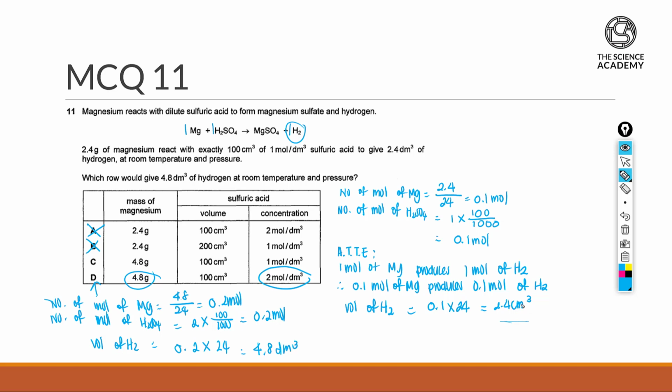dm³. Sorry, the previous part should be in dm³. Alright, so in this case, we need double of the limiting reagent in order to get double of the previous result. So in this case, the answer here should be D.